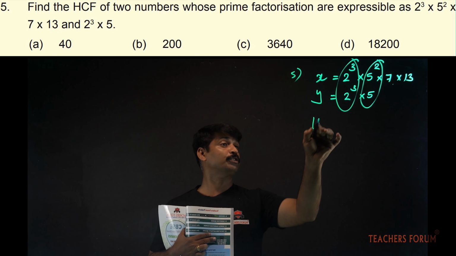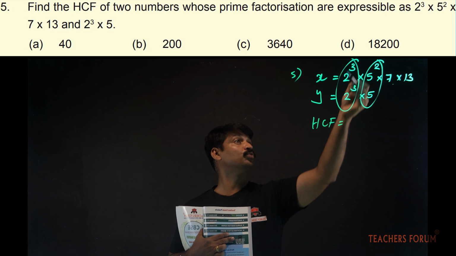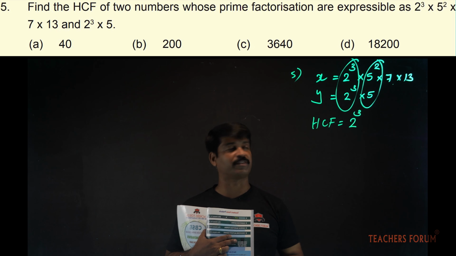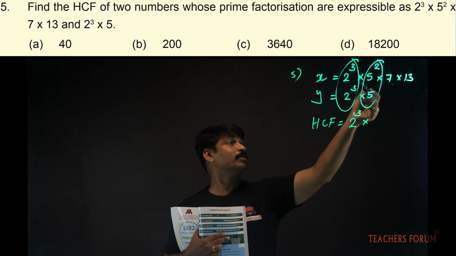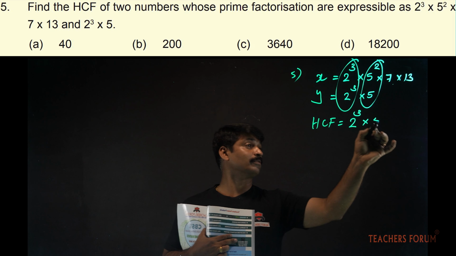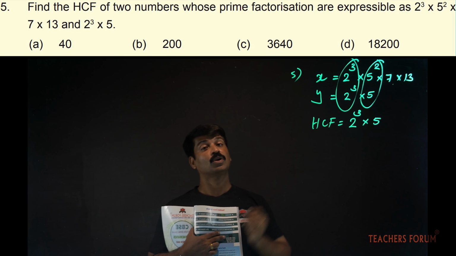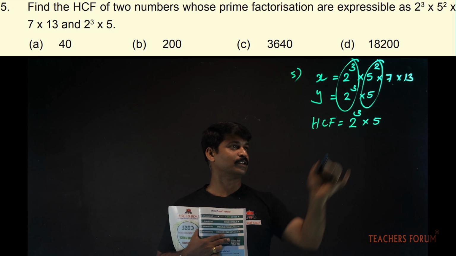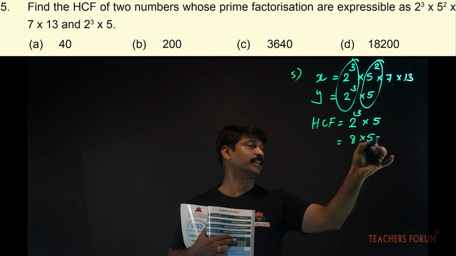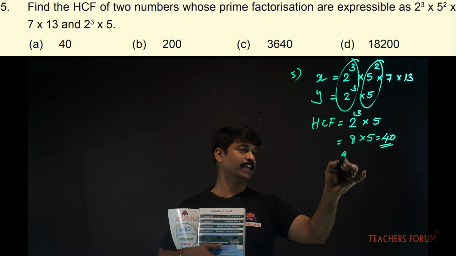What do you have to find out? You have to find out the highest common factor. Highest common factor in 2 raised to 3 and 2 raised to 3, that is 2 raised to 3 itself. That is the highest common factor. Now, what is the highest common factor in 5 raised to 2 and 5? It is 5, because in x you have 5, in y also you have 5. So the highest common factor here is 5. So what is the HCF? HCF is 2 raised to 3, that is 8, into 5, that is 40. So 40 is the HCF. So the correct option is option A, that is 40.